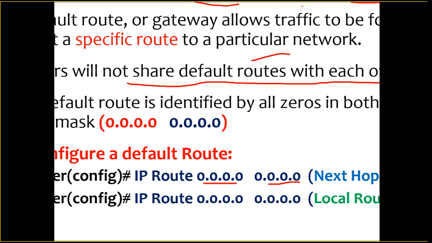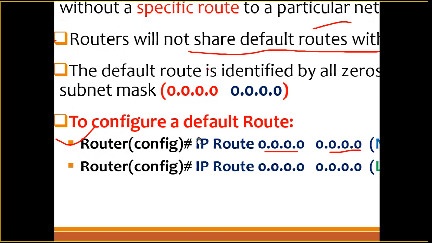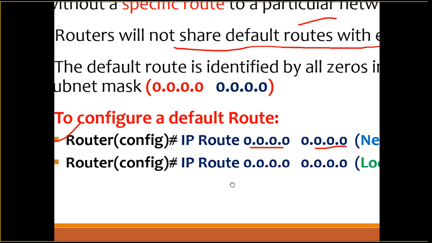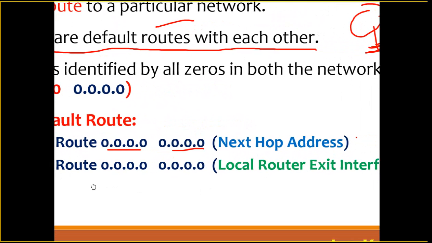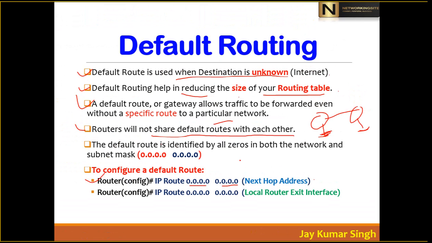Here also you have two options, like how we configured static. To configure default routing we have two methods: one is the next hop address, and the other is the local router exit interface.